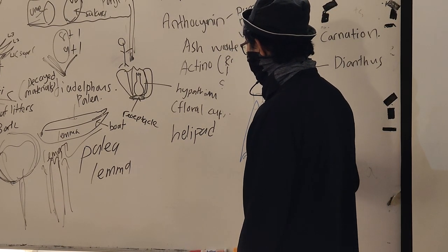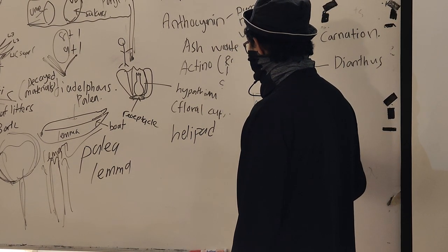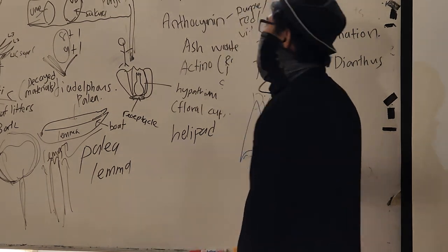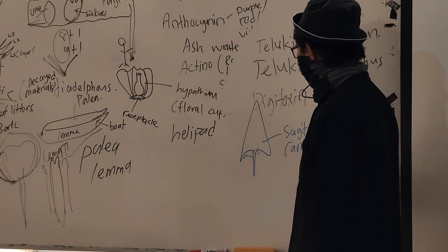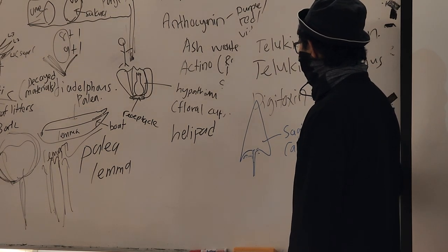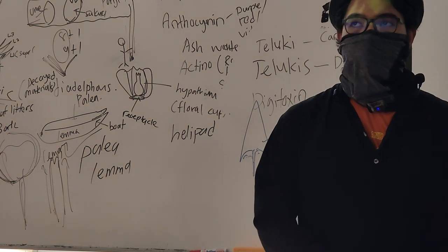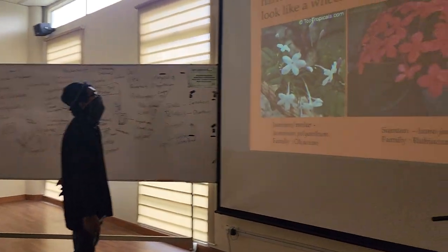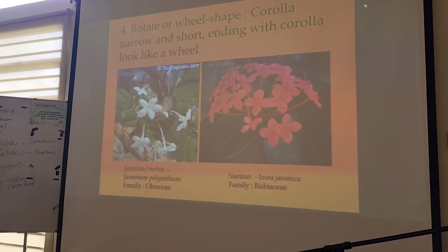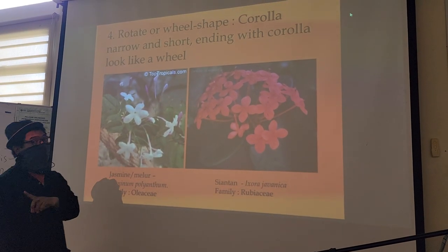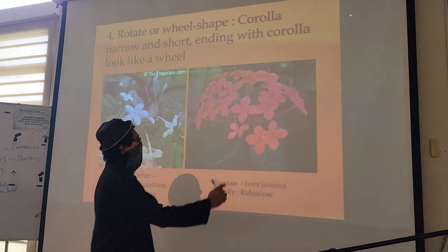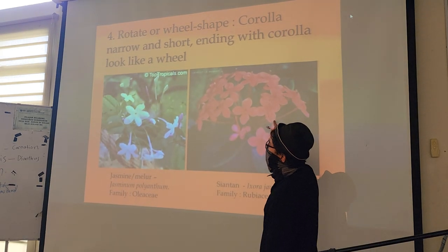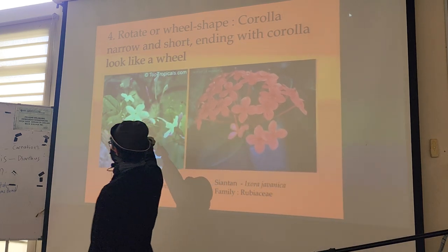Okay. So the leaf is called sagittate. Arrowhead. Panah buso, bentuk panah buso. Right. Okay, next. Rotate or wheel, bentuk roda. So this is your sample as well, the Isora. It looks like a wheel. Okay. And also the jasmine.